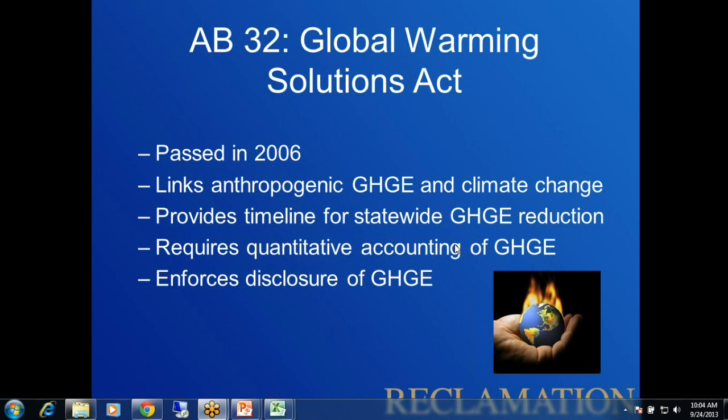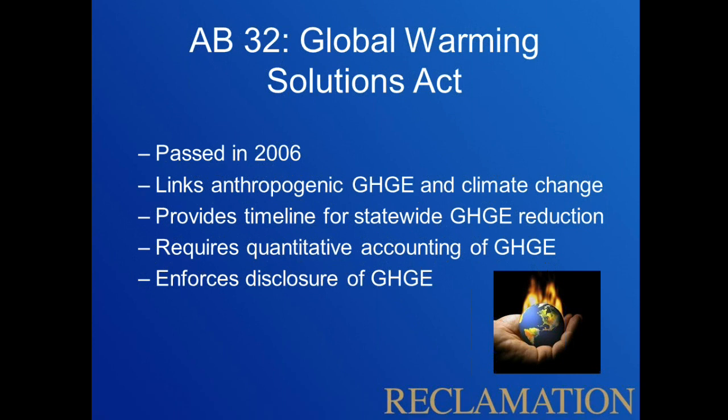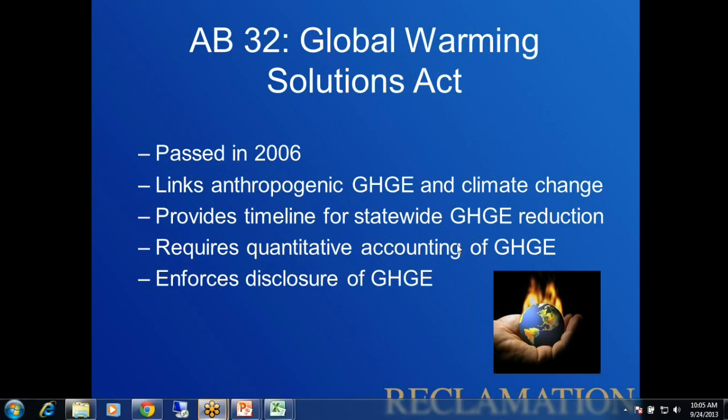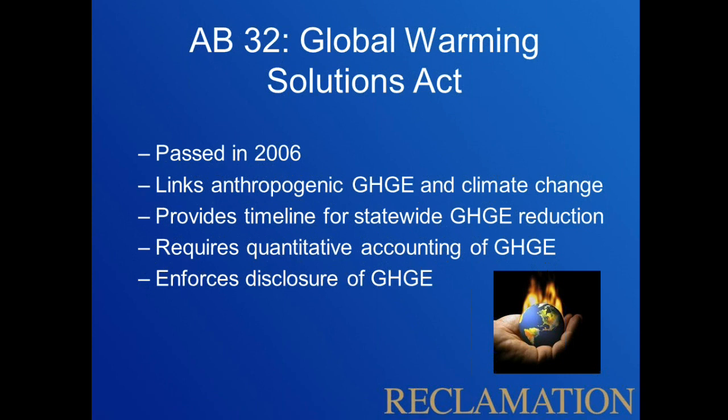You probably have seen a little bit about the background of this project, but I'm going to go ahead and review it again just in case some of you don't know. Assembly Bill 32 was passed in 2006, and it was the first time in any legislation that anthropogenic greenhouse gas emissions and climate change were linked directly. So it was a really big step, and it also provided a timeline for statewide greenhouse gas emission reduction. It required quantitative accounting of greenhouse gas emissions reduction.